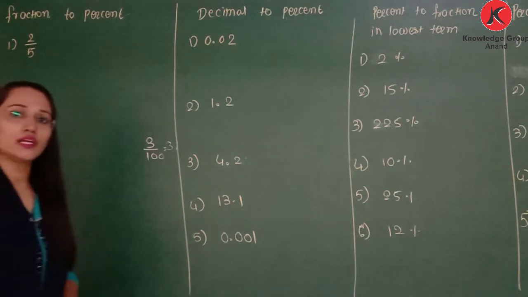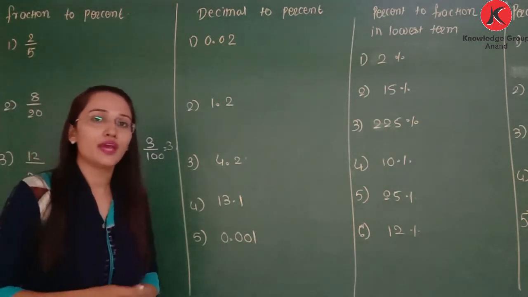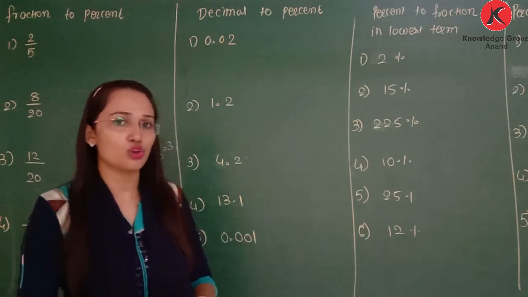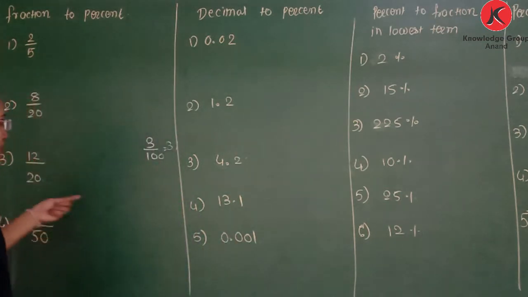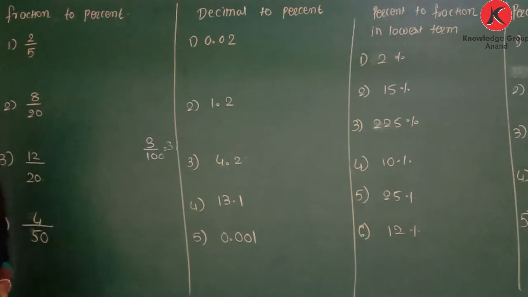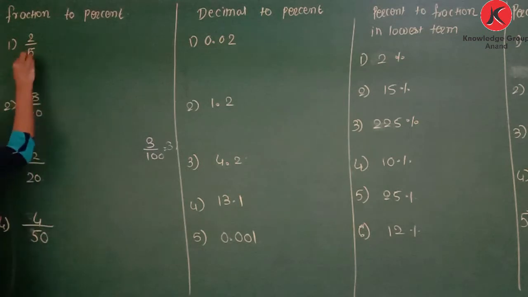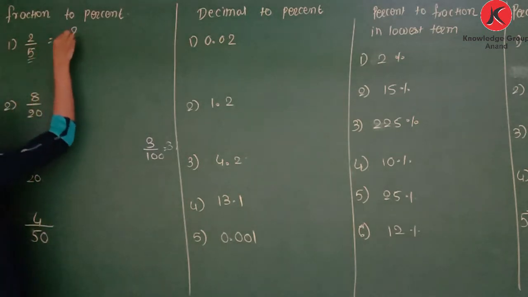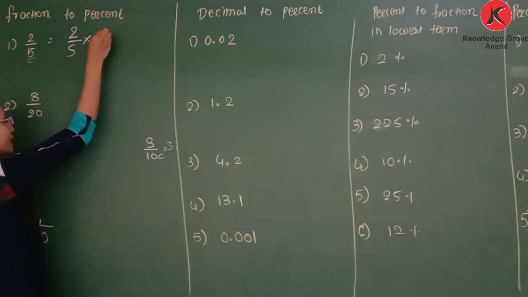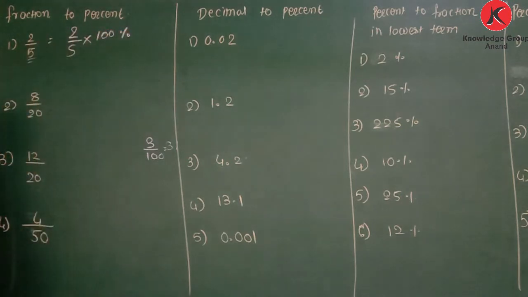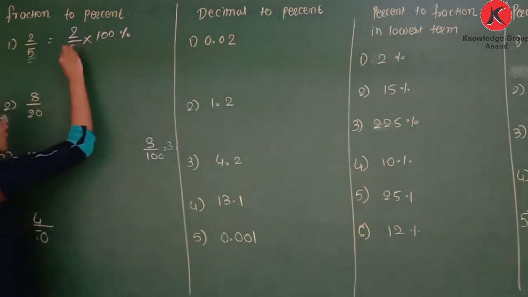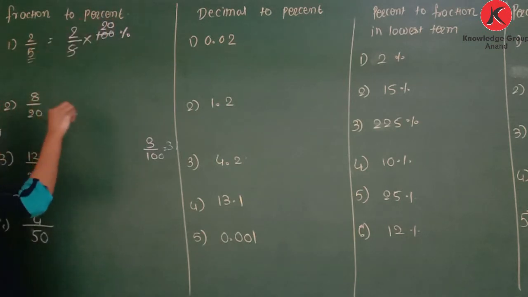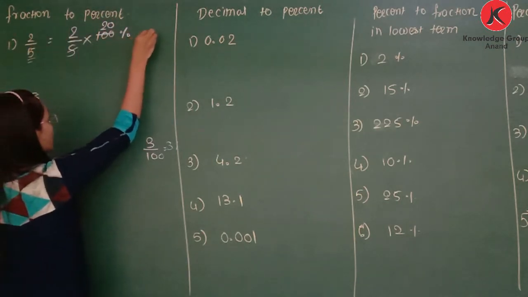But if we have a fraction in which the denominator is not 100, what do we need to do? Let's solve some examples in which the denominator is not 100 and find the percentage of that fraction. So first, fraction to percent. Here first is 2 by 5. You can see the denominator is not 100. So we can write 2 by 5 multiplied by 100%. Now here you can cut the common factor. 5 twos are 10, so 20. 2 into 20 represents 40%.